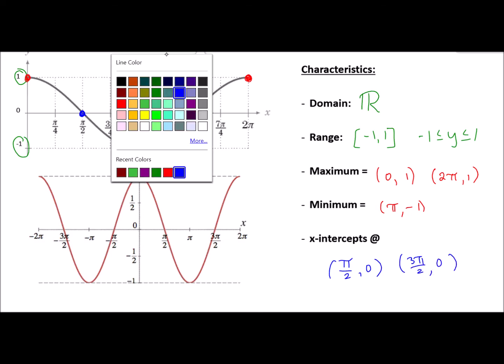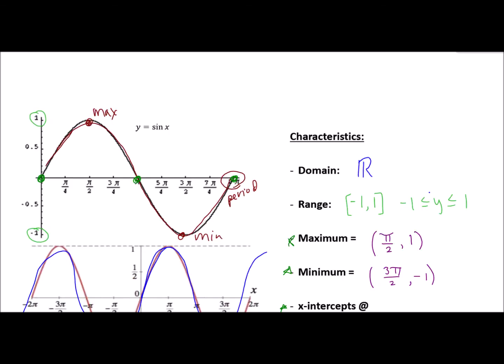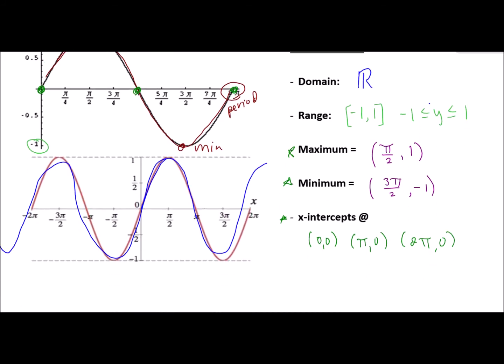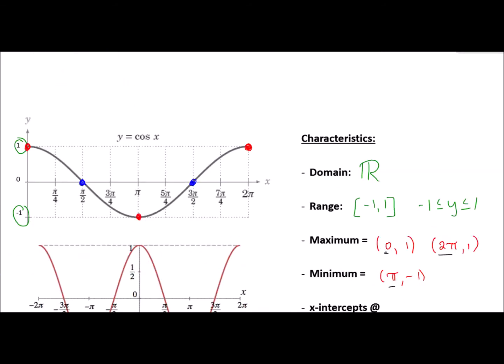Now I'm going to look really quick at these numbers. We've got 0, 2 pi, pi, pi halves, and 3 pi halves. And if you look back here at sine, notice that they have all the same important numbers: 0, pi, 2 pi, pi halves, 3 pi halves. It's all the same key pieces on there. The only difference is what actually happens on the graph at those points. And that's kind of the key to these.